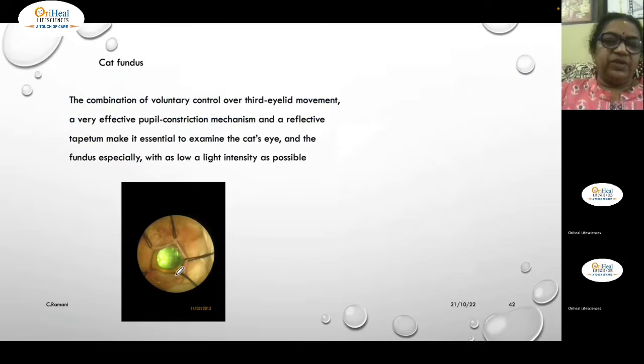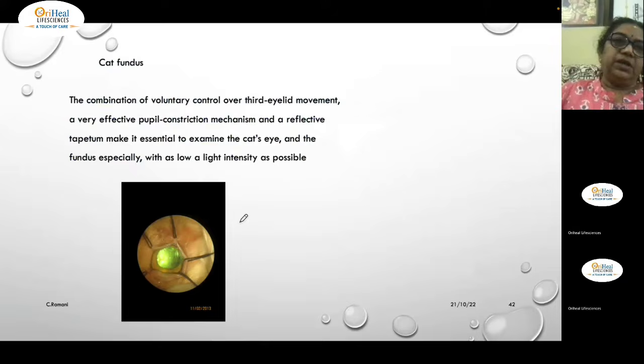Coming to the cat fundus, it is very highly reflective, and you should always be very careful whenever you use a high intensity light. Do not shine into the cat's eye. So control the rheostat in the machine and try to reduce the intensity of the light when you use such equipment on the cat's eye, because it is a highly reflective tapetum. And the cats also have differences: the third eyelid, they have a voluntary control over the third eyelid, and they have a vertical pupil. And they also have a deep anterior chamber. So all this makes the cat's eye more nocturnal, because their vision is better in the night time.